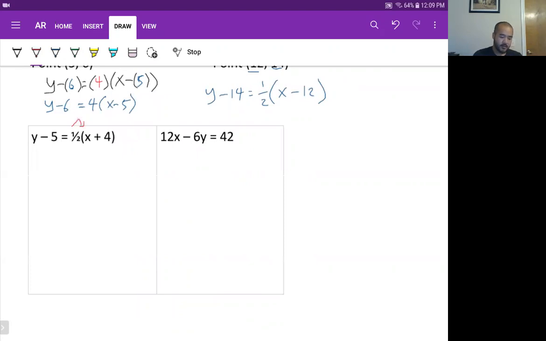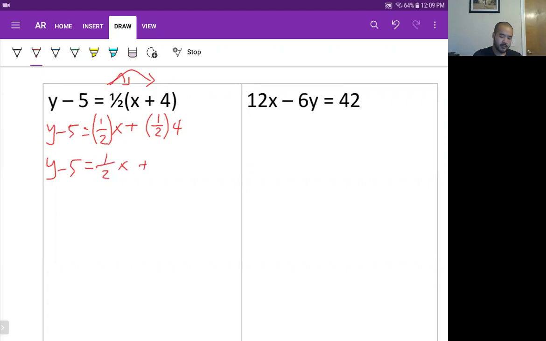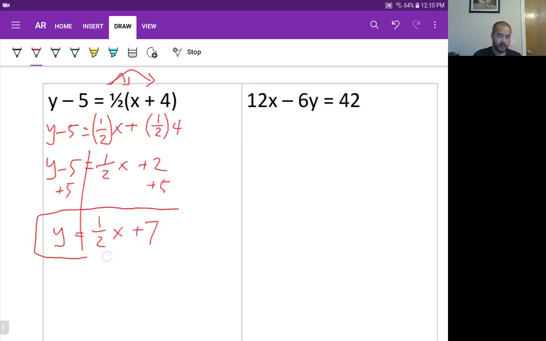First thing you need to do here is distribute. So that's going to be y minus 5 equals 1/2 times x plus 1/2 times 4. So y minus 5 equals 1/2 x plus 2. Now you just get this y by itself, plus 5 here, plus 5 here. Y equals 1/2 x plus 7. That's the answer.